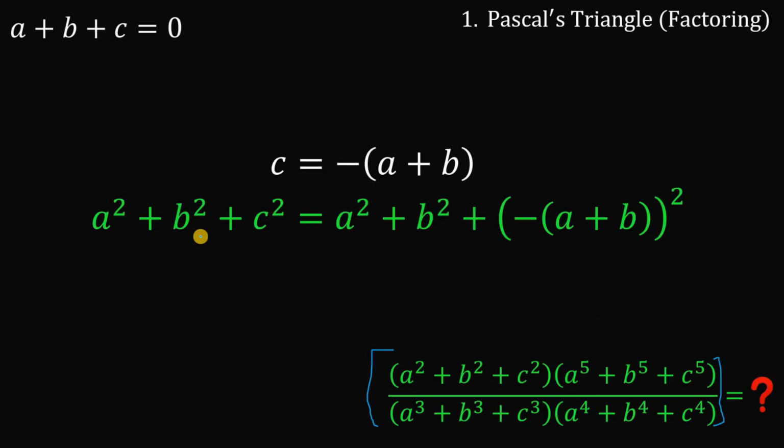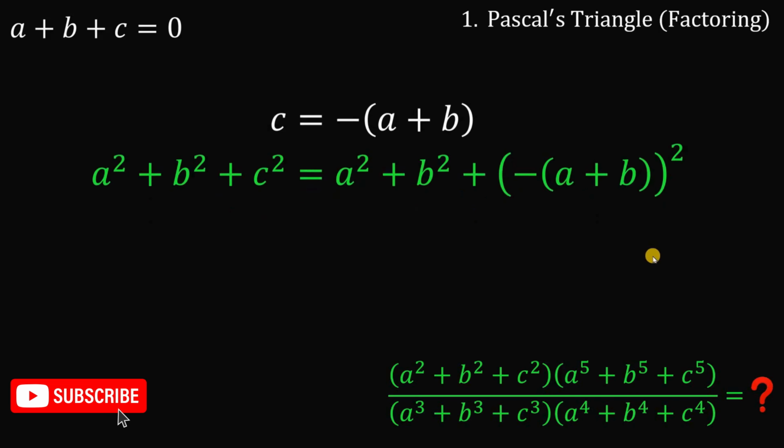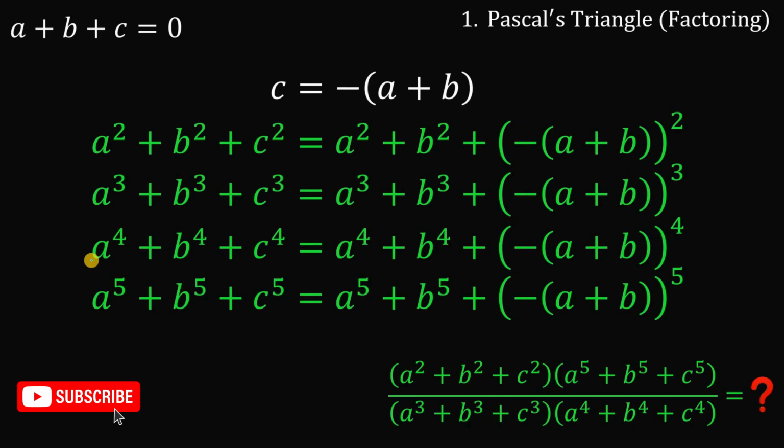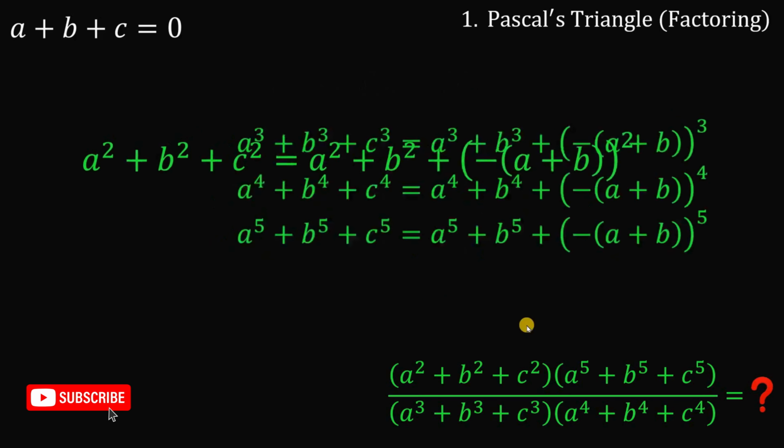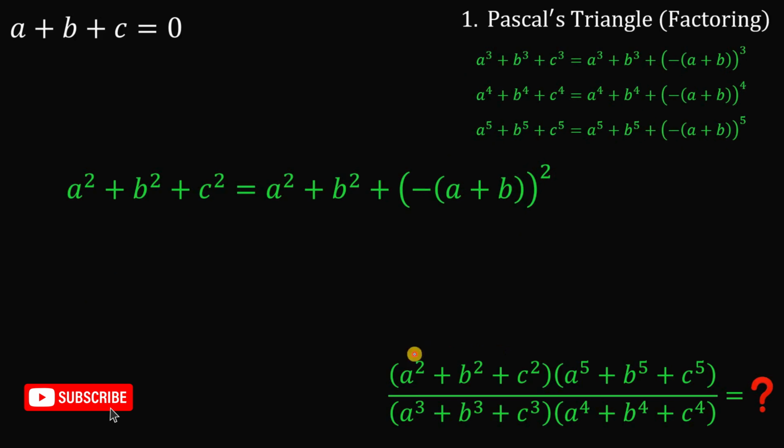So let's get the first one. We have a squared plus b squared plus c squared. This can be written now as a squared plus b squared plus, with c written as negative of a plus b, raised to the power of 2. Alright, and we will do the same thing to the rest of the factors: sum of cubes, sum of fourths, and sum of fifths. Now from here, let's focus on the first equation, or simply the numerator of our expression that we want to evaluate. After a squared plus b squared plus c squared, next is a raised to the fifth power plus b raised to the fifth power plus c raised to the fifth power.